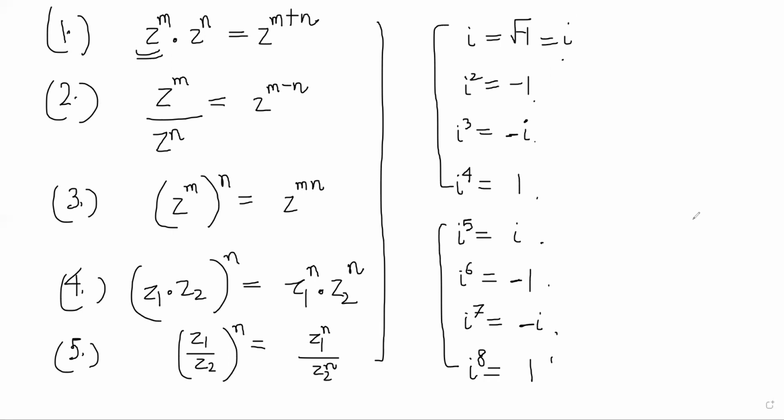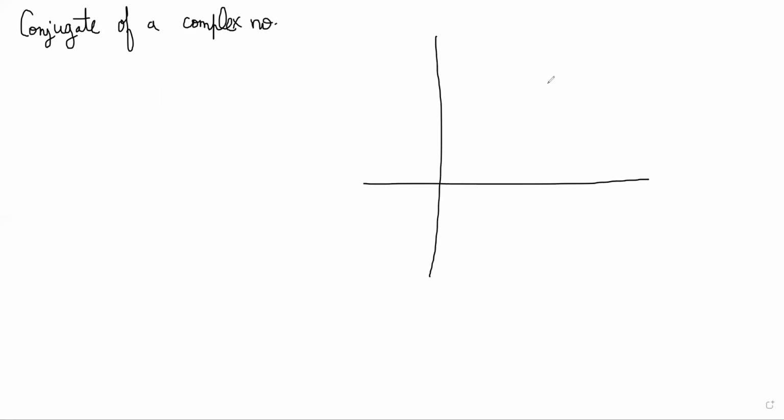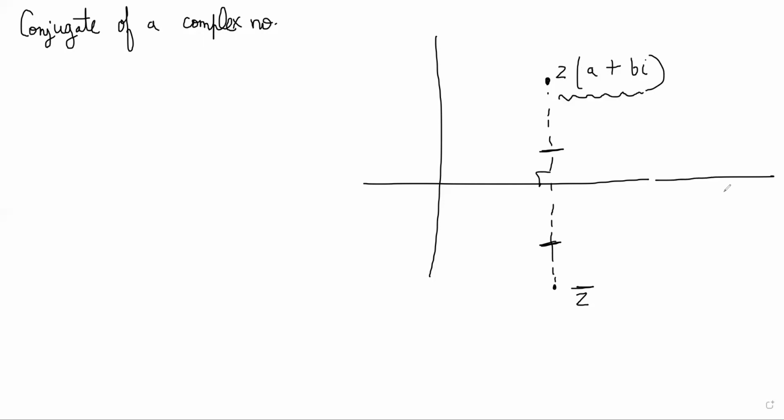Then we will talk about a complex number's conjugate. So if you have a complex number, let's say z somewhere here, which is a plus bi, then we can define a new complex number, z conjugate, which is defined as the reflection of z over the real axis. If you reflect the complex number over the real axis, then you get a new complex number.